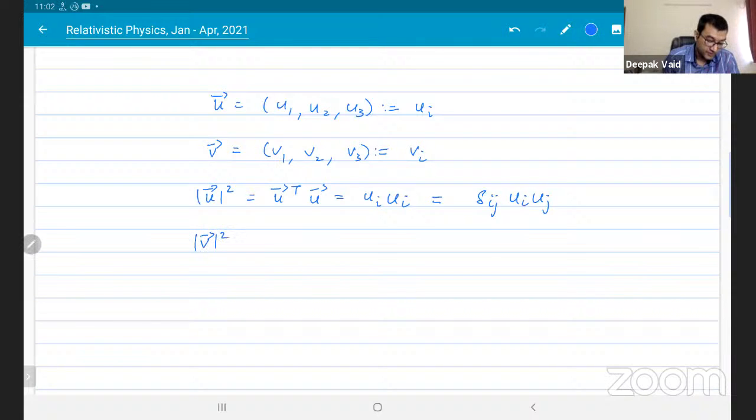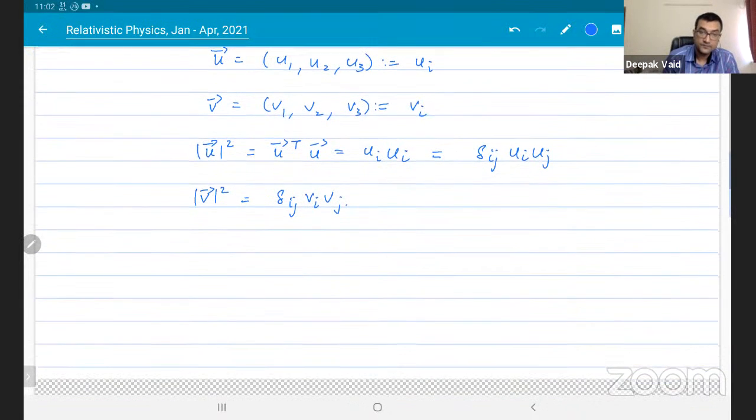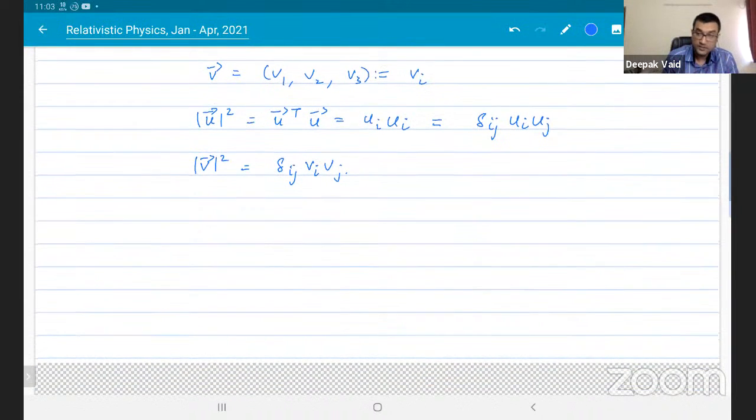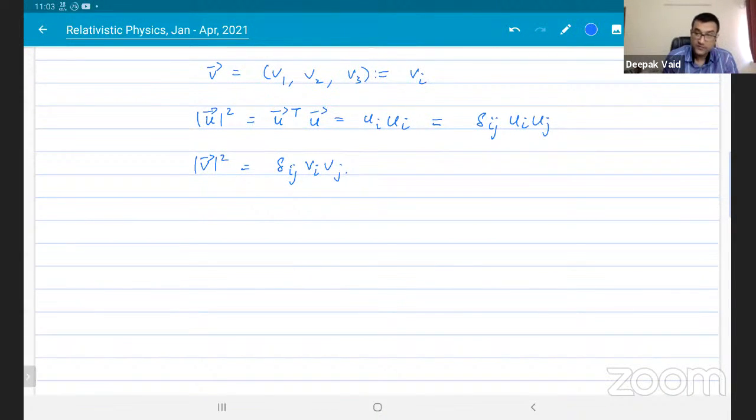Same thing with v squared. V squared can be written as delta ij v_i v_j. But this is only in Cartesian coordinates. In Cartesian coordinates, you get delta ij. What if I have spherical coordinates? If I have spherical coordinates, does my dot product involve this delta function, the Kronecker delta?